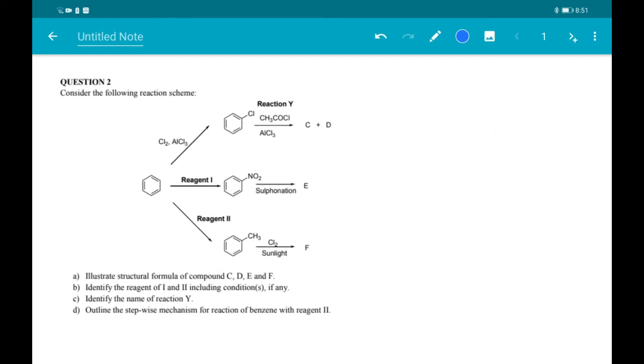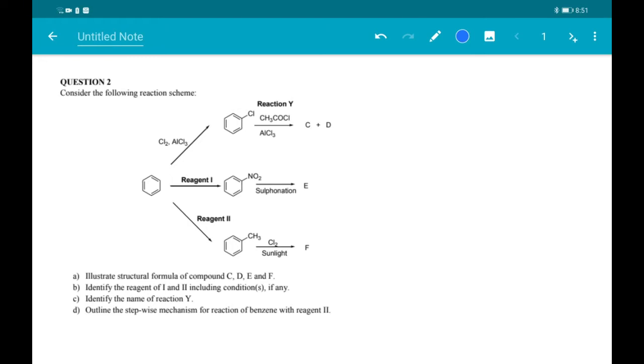In this video, we're going to discuss another question related to the synthetic sequences of the benzene derivative. In the previous chapter, we already highlighted some of the subtopics that you should know, such as the ortho-para director and so on. This is another form of question that can be asked.